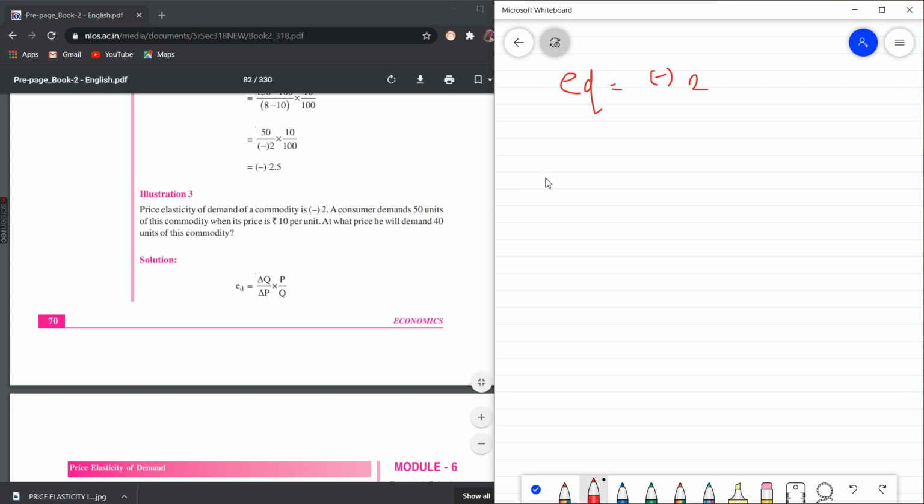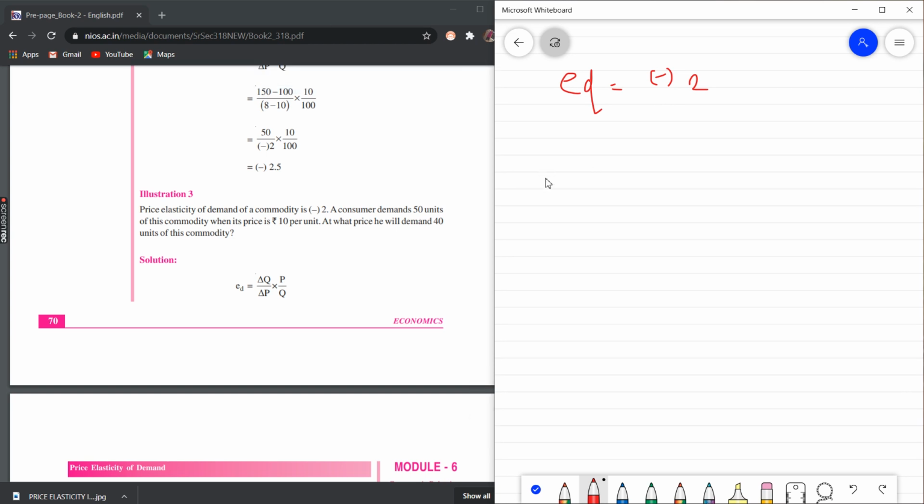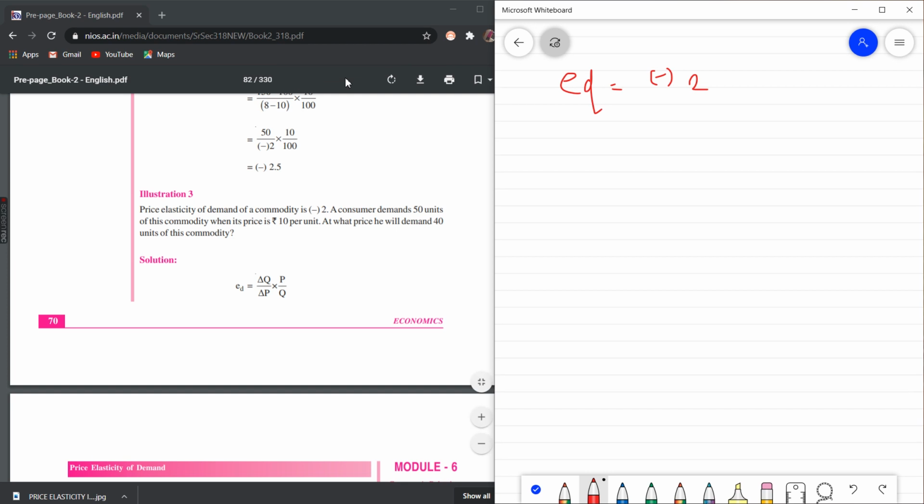A consumer demands 50 units of this commodity when its price is 10 per unit. Okay, at what price he will demand 40 units of this commodity.